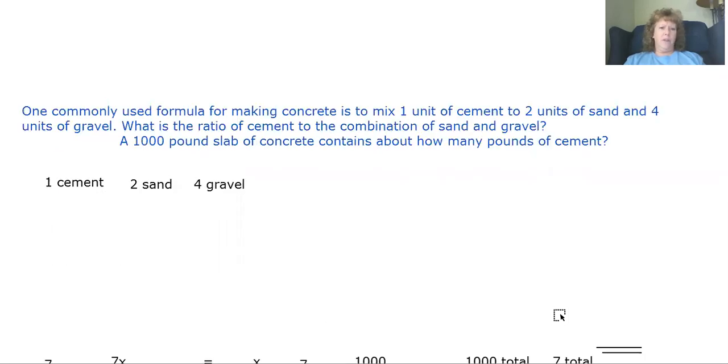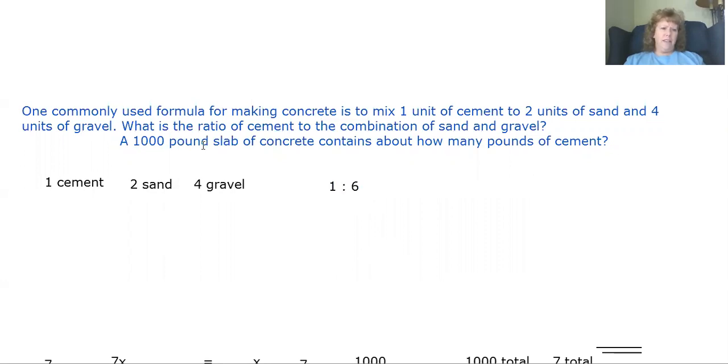One commonly used formula for making concrete is to mix 1 unit of cement and 2 units of sand and 4 units of gravel. What is the ratio of cement to the combination of sand and gravel? So I've made a note here that that was 1 unit of cement, 2 units of sand, and 4 units of gravel. If the ratio is cement, that would be 1 to the combination of sand and gravel. Sand plus gravel, 2 plus 4, would be 6. So the ratio would be 1 to 6.